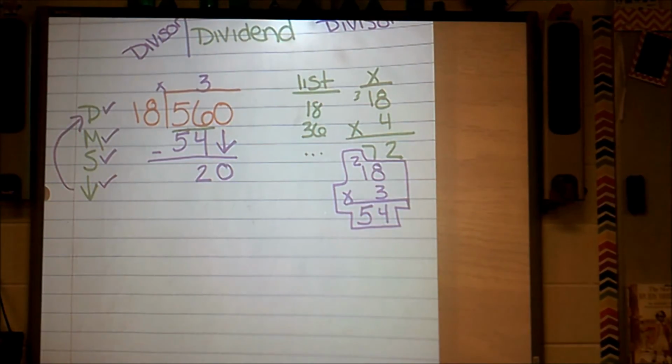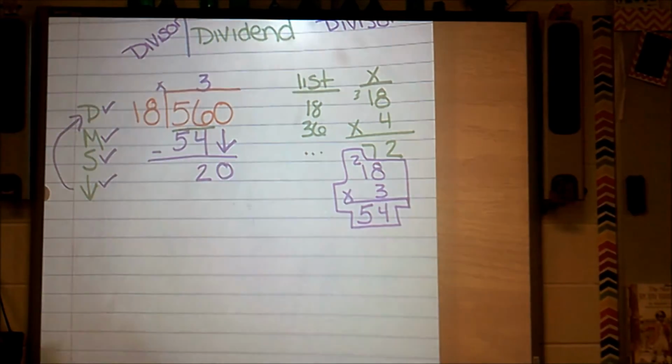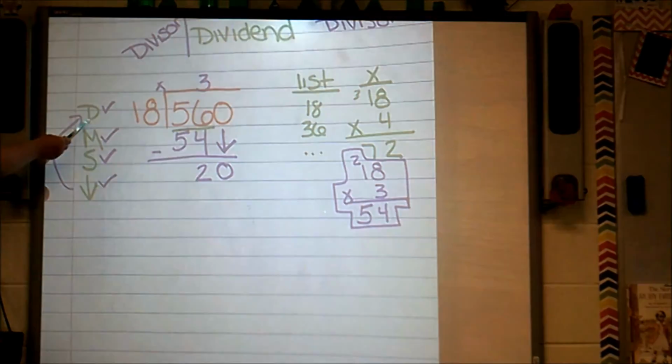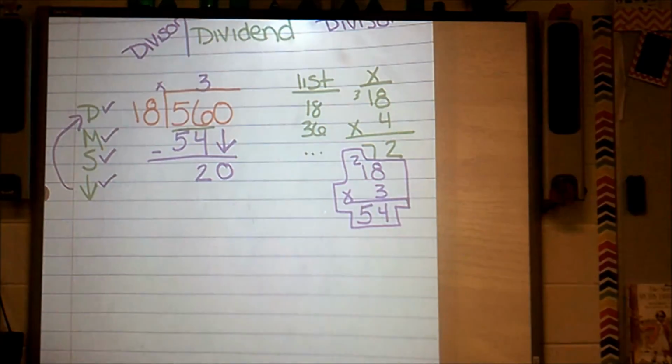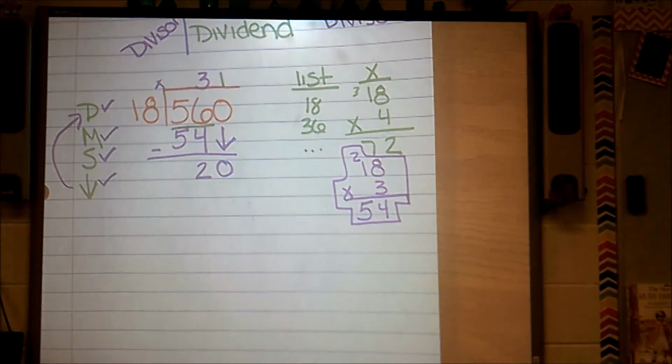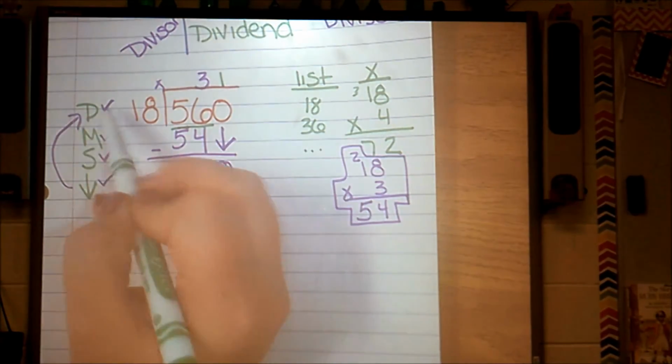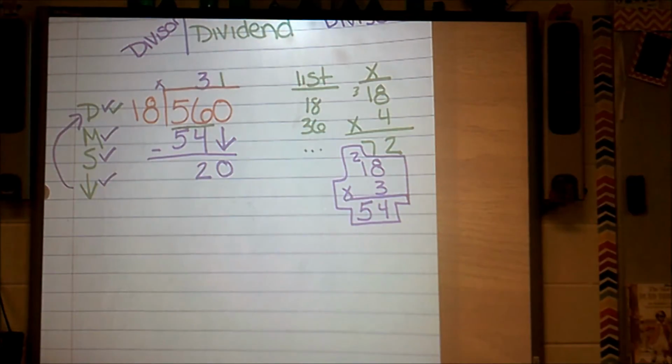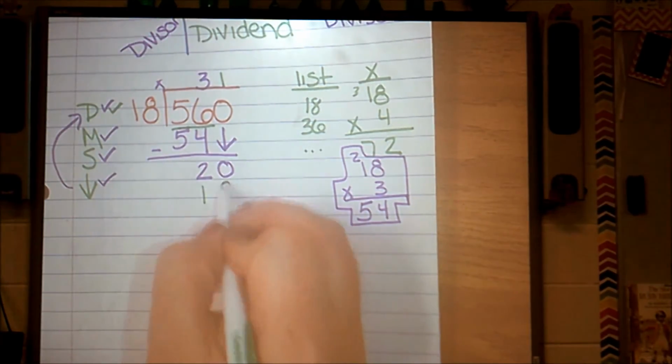So now I'm going to say in my head, 18 times what number is going to go inside 20? Because now I'm on division. I have to figure out how many times 18 goes into 20. Well, 18 is only 2 away from 20. So I know that 18 can only fit into 20 one time without going over. Check it off my list. 18 times 1 is 18.